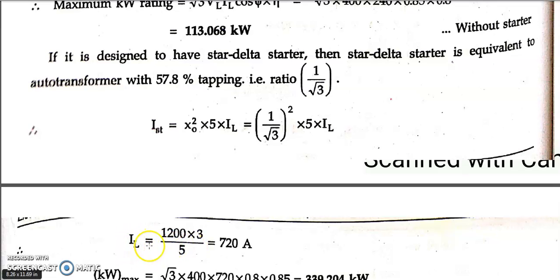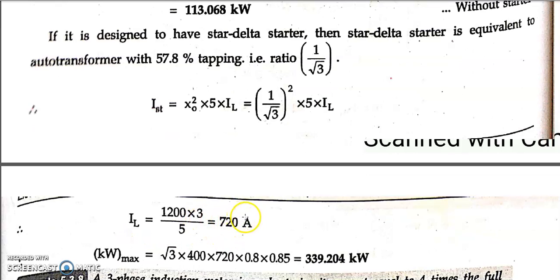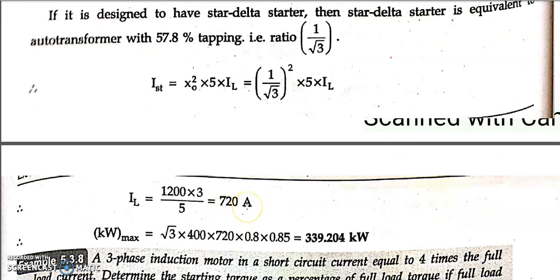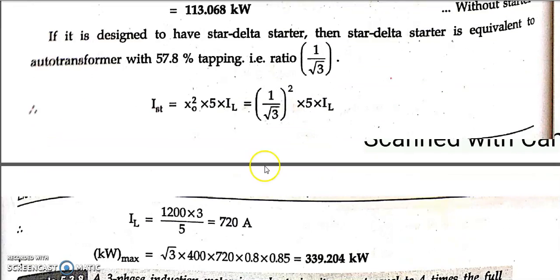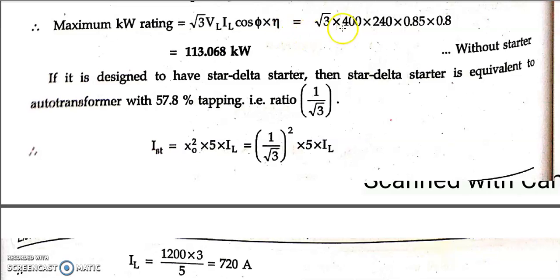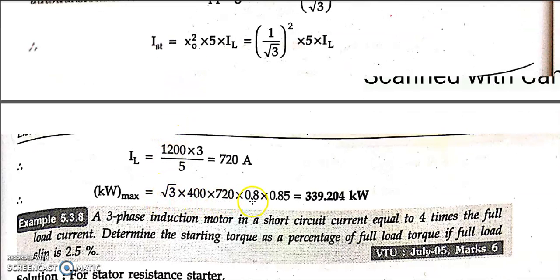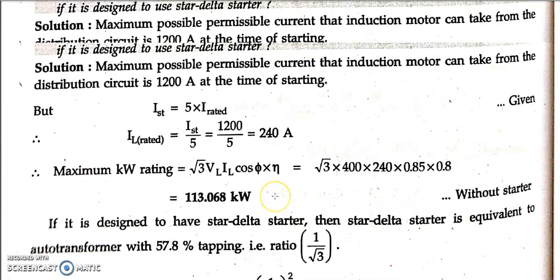As per this, we're going to calculate IL. Now I can see the rated current is around 720 ampere. Before, you can see it was 240 ampere, but now by using the star delta starter, the rated current will be 720 ampere. So kilowatt max is the same thing which I calculated before. In the same way I will calculate root 3 VL IL cos phi into efficiency. Root 3, VL is 400, IL is 720 ampere, whereas efficiency is 0.8, whereas power factor is 0.85.